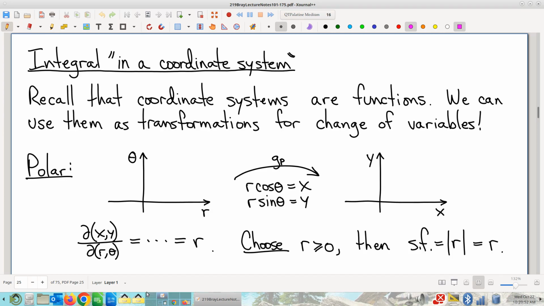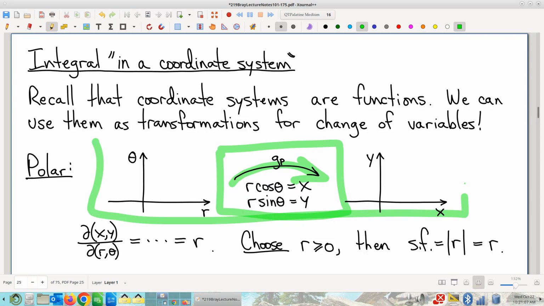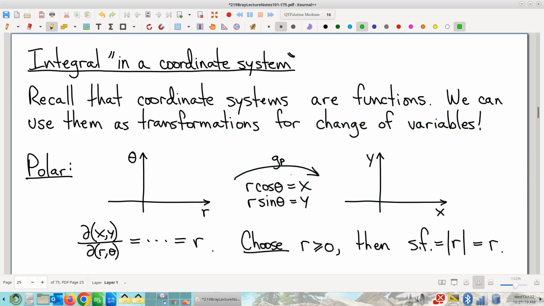A neat example, arguably the best example, is integrals in a coordinate system. We talked through these details last time. The polar coordinates conversion formulas can be thought of as a function, and of course I've been pushing that point of view for a while. They're a change of variables function, and in fact, they're an excellent change of variables function. And you can compute the Jacobian determinant.